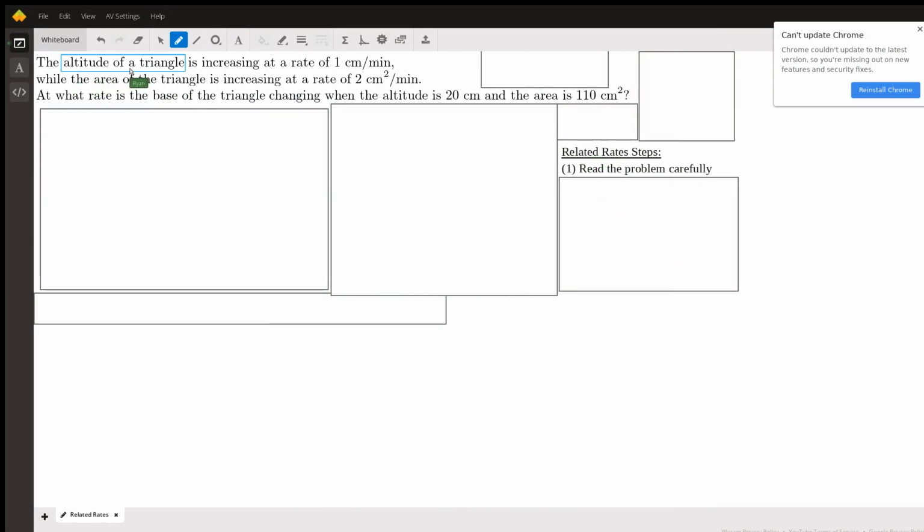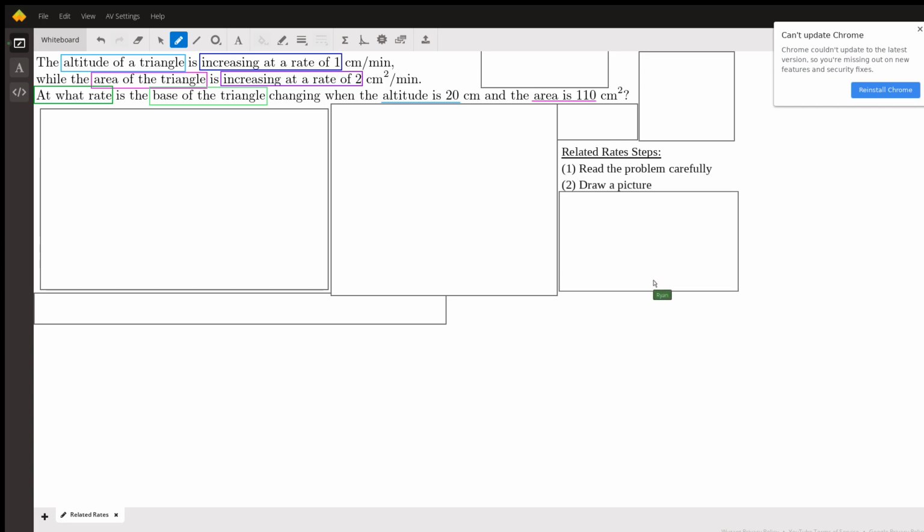The altitude of a triangle is increasing at a rate of 1. By the way, units don't matter in calculus, so I'll be ignoring them for the rest of this problem. While the area of the triangle is increasing at a rate of 2. At what rate is the base of the triangle changing when the altitude is 20 and the area is 110? Now we have an idea of what's going on.